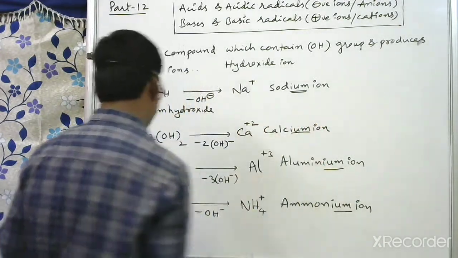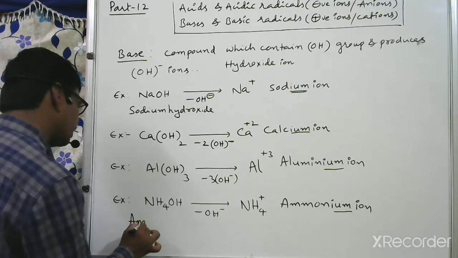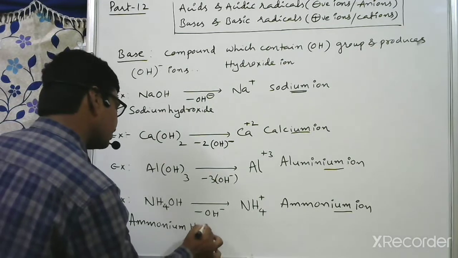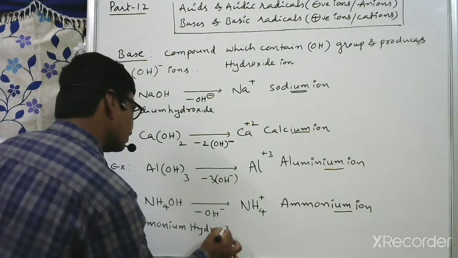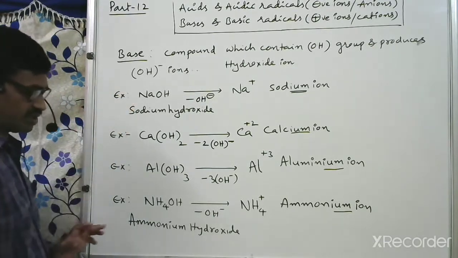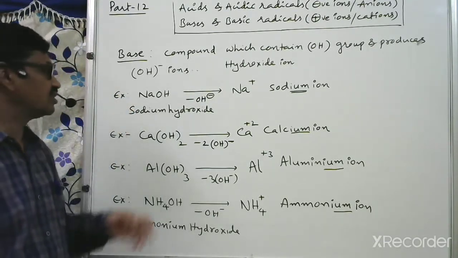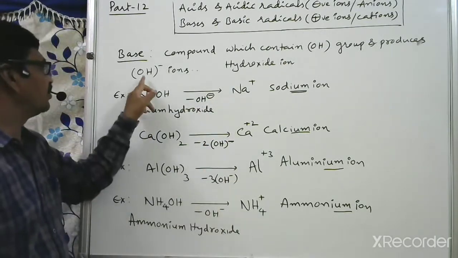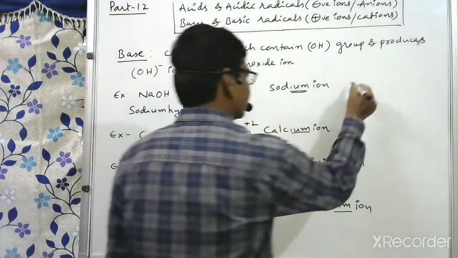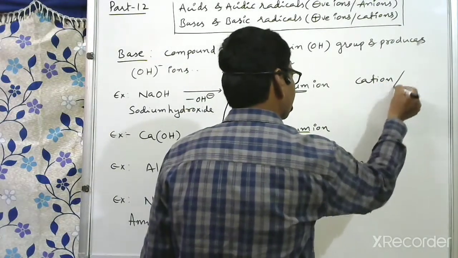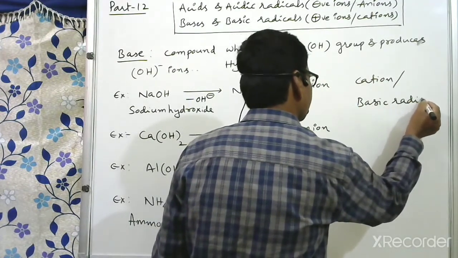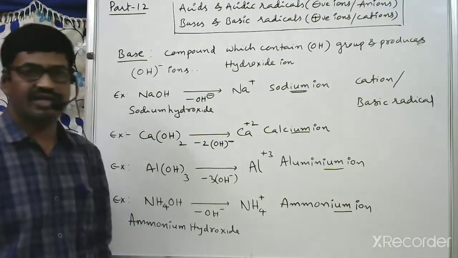See here. This is ammonium hydroxide. This is aluminium hydroxide, calcium hydroxide, sodium hydroxide. Like this, we can write basic radicals. All these cations are formed from bases, so these ions are called basic radicals, otherwise cations. Cation or basic radical. Why are these called basic radicals? Because all these are formed from bases, so they are called basic radicals.